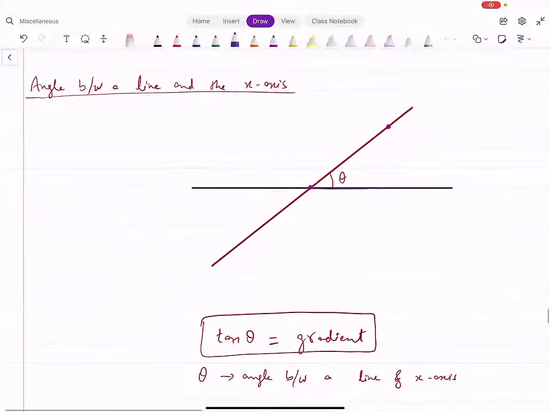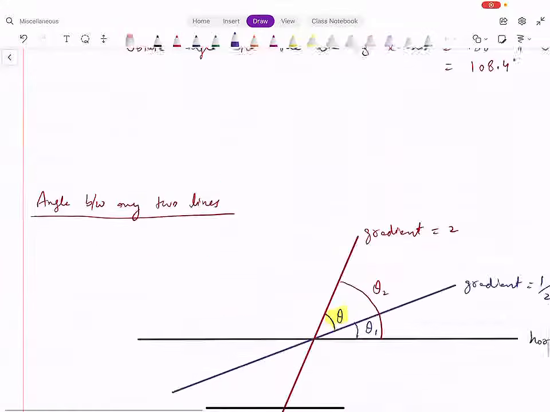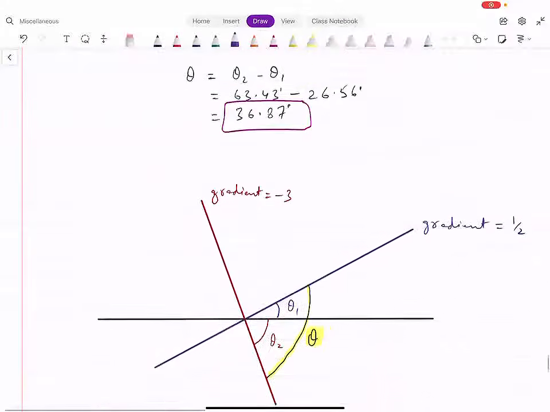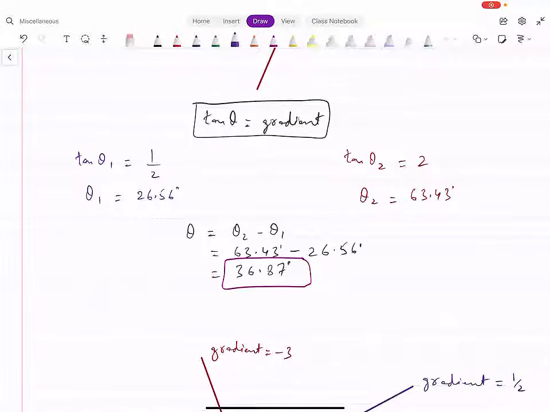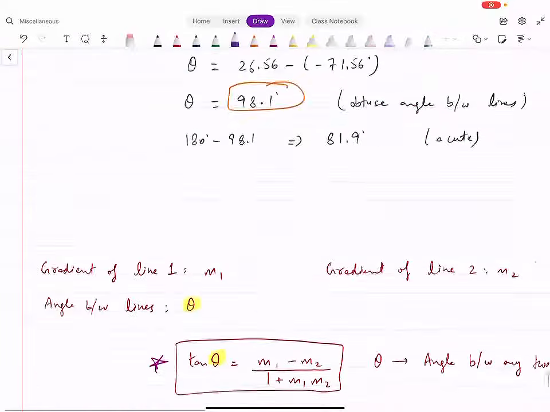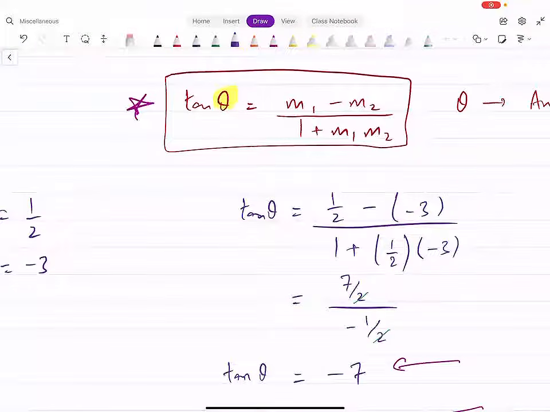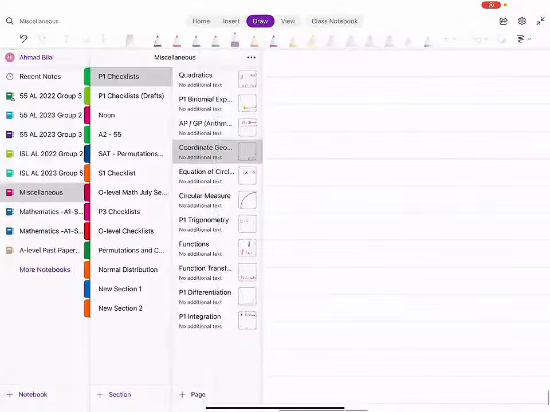You've got this formula for this, tan theta equals gradient. How do you find angles between two lines? You can again use that same idea. There's a whole concept आप इसको किस तरह से use करोगे, or you can just memorize this formula that you've got here. Tan theta equals this thing that can give you an angle between two lines. That's another thing that you need to know about in coordinate geometry.